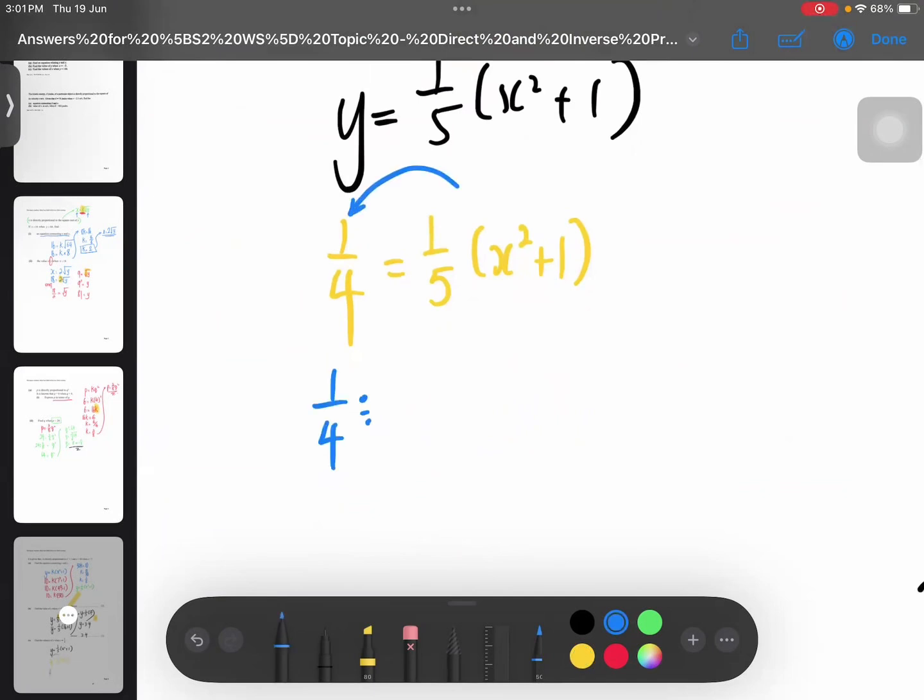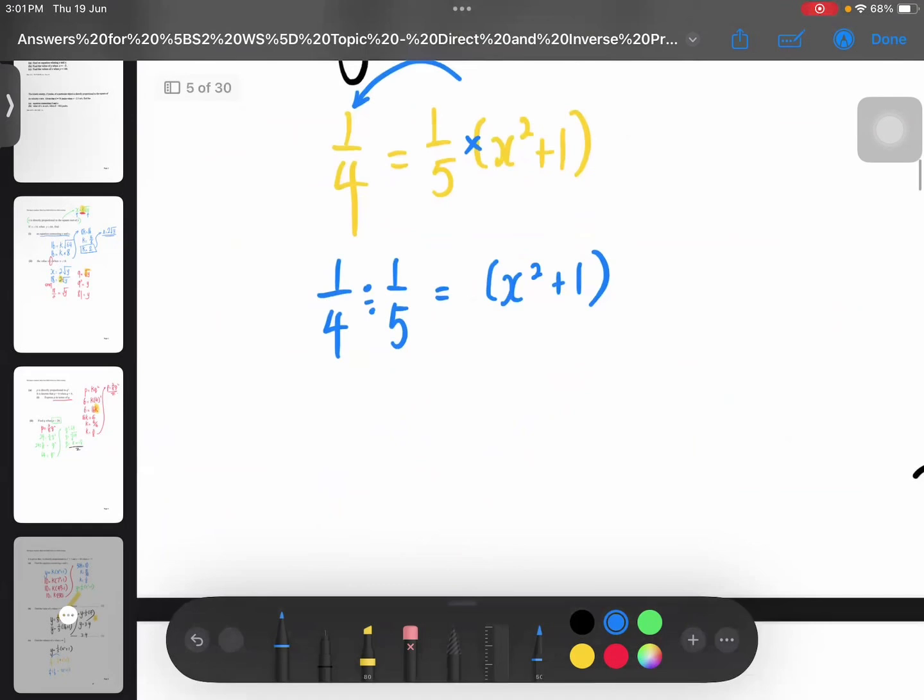1 over 4 divided by 1 over 5. Why divide? Because there's a multiplication over here. Does that make sense to you? Okay, so you have this. So when I do 1 over 4 divided by 1 over 5, we get an answer of what? 5 over 4. True? Equals x squared plus 1. Does that make sense to you?